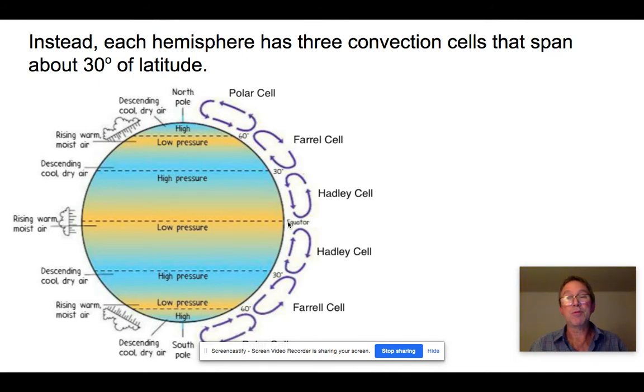So it's pretty easy to remember 30 degrees. We have 90 degrees from the equator to the pole. And thank goodness it's evenly divided between those. Now they're named the Hadley, the Ferrel, and the polar. And we'll get to that in just a minute.